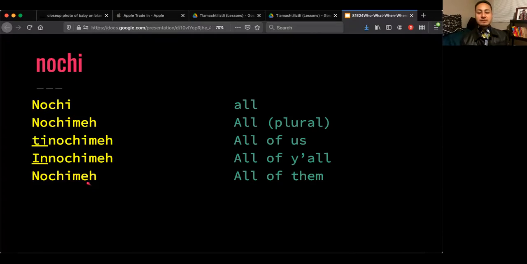Okay, so this word nochi, which means all, can be used with either singular or plural. In Nahuatl, you could use either nochi or nochime. But if you're talking about people, because you can pluralize animate nouns, nochime has that plural form. So you say nochi or nochime depending on if the noun that follows can be pluralized or not. So you say nochi atl, all the water, or nochime masewalme, all the people, nochime michime, all the fishes. But you could also say nochi masewalme, nochi michime, etc.